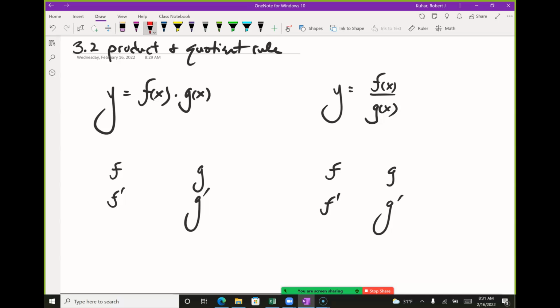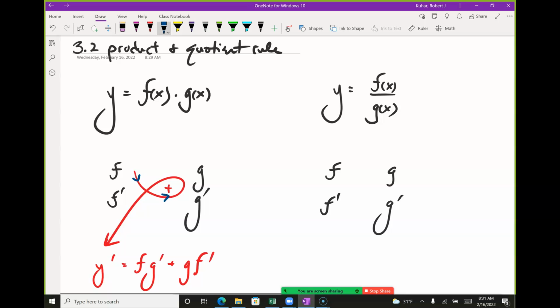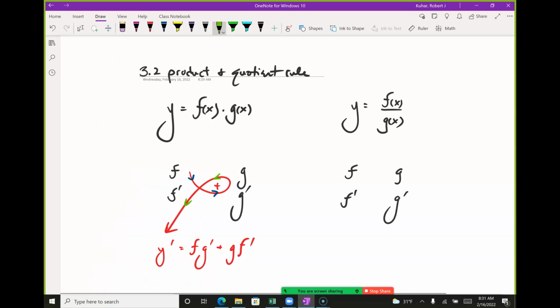And when I do the product rule, I've got what kind of looks like the letter P, and I can see that I get y prime is f g prime plus g f prime. So you can kind of see that I'm multiplying f and g prime and then adding the product g f prime. So there's my product rule.